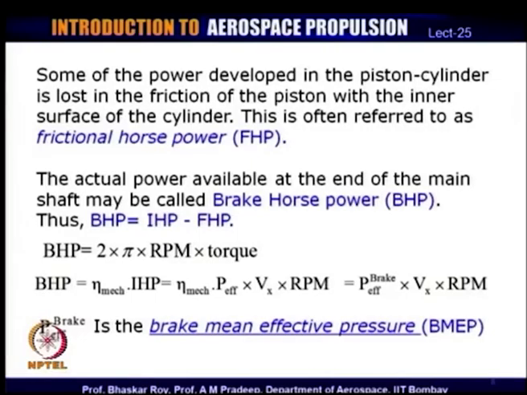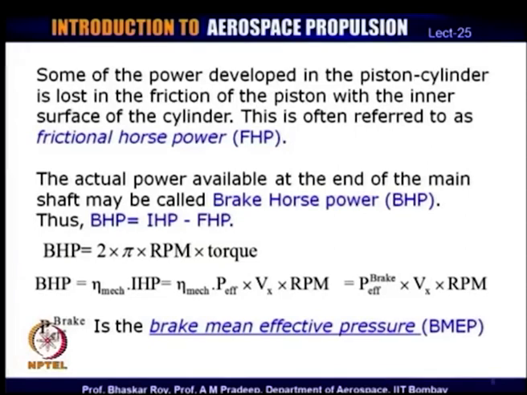So, the actual power available at the end of the shaft may then be called the brake horsepower, or BHP, and this is of course IHP minus FHP, which we call the frictional horsepower. Now, the BHP can be written in terms of twice pi into RPM into the torque that is produced. We shall see as we go along that the torque produced by the engine is of great importance in running the propeller. The propeller has certain torque characteristics, and we shall discuss that later in this course, that unless you meet those torque characteristics, the thrust would not be created.